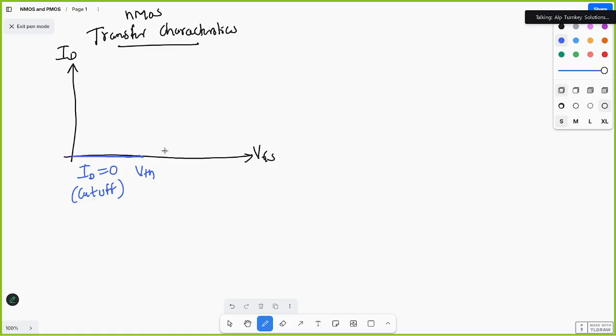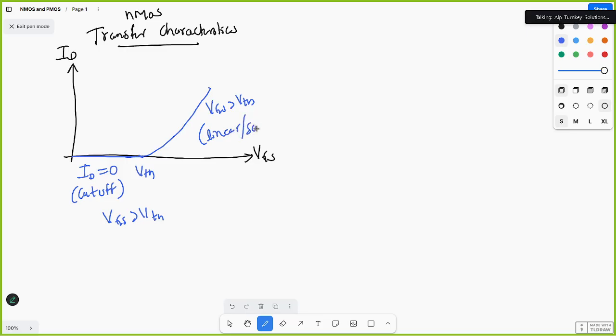After VGS crosses VTN, there are different conditions. When VGS is greater than VTN, the channel will be forming, that is nothing but the strong inversion layer. So this will be operated in which region?